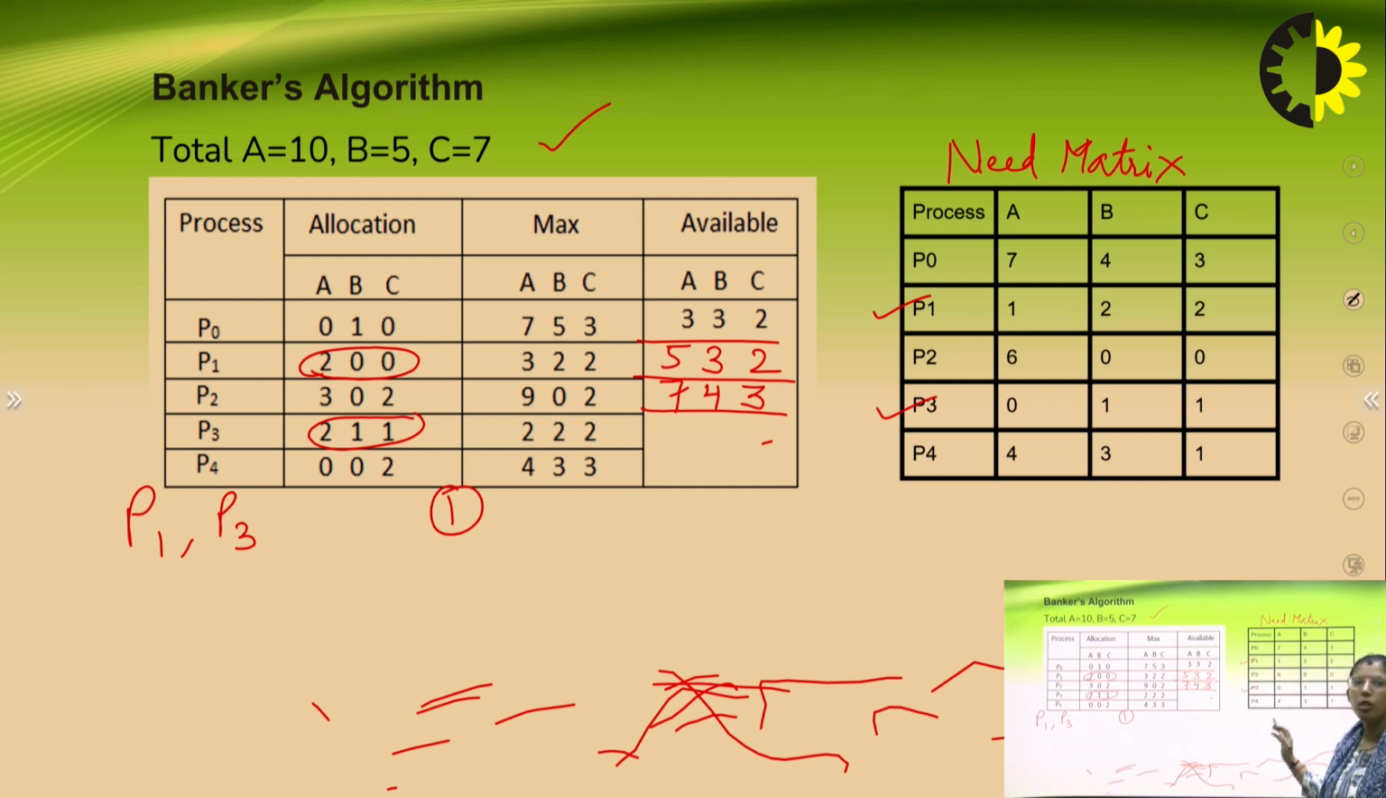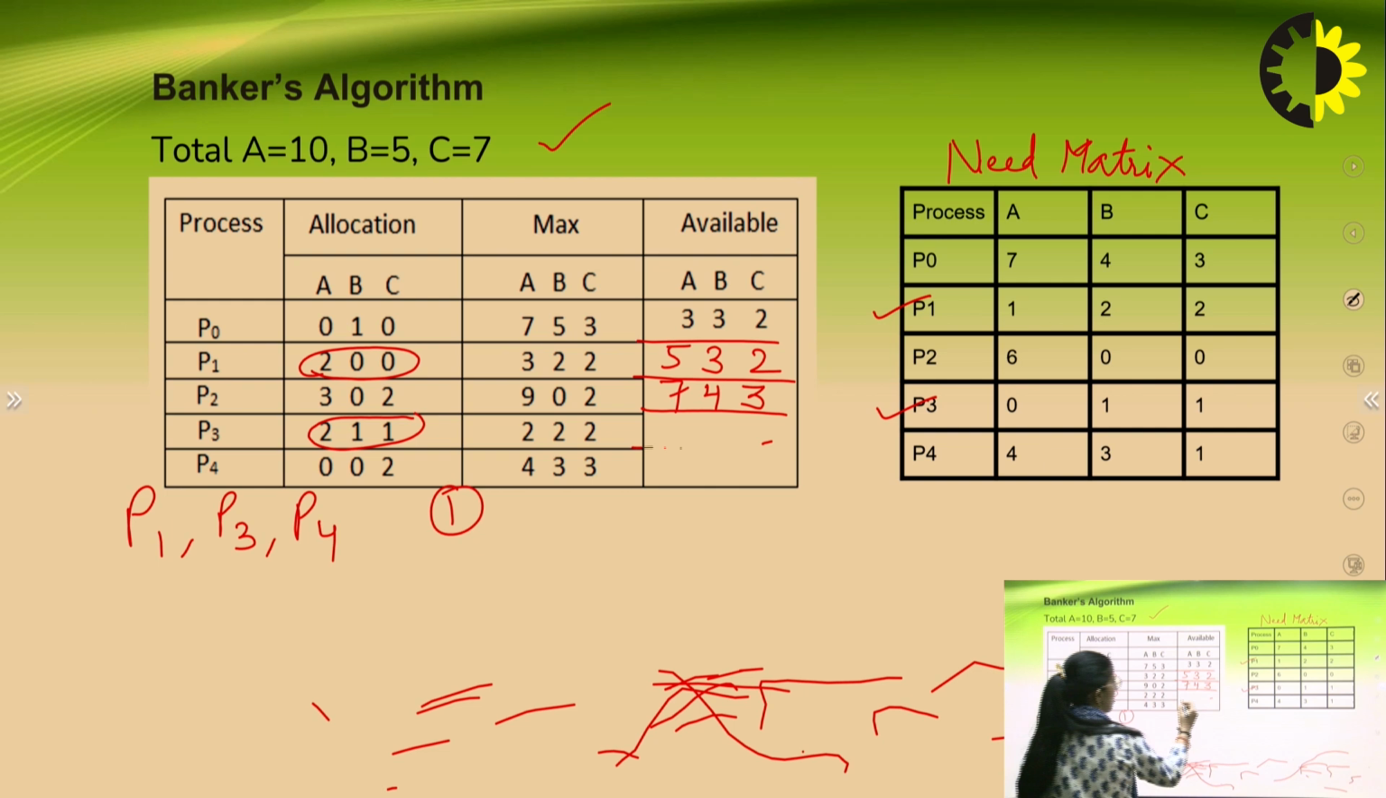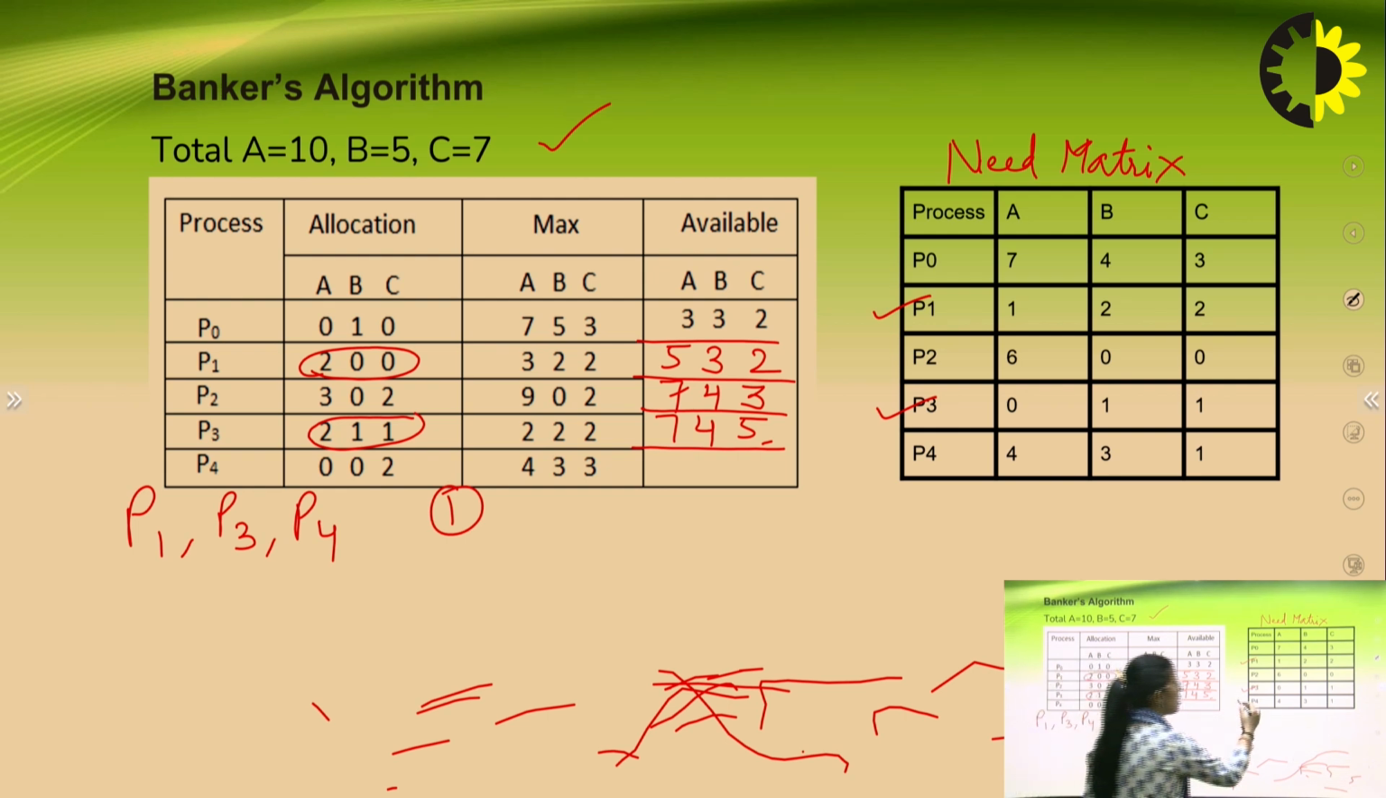Next is P4. P4 requires 4, 3, 1. Obviously, this value is lesser than the available resources. So P4 gets executed here, and all its resources are now available in the system, which becomes 7, 4, and 3 plus 2 is 5. So this P4 gets completed.